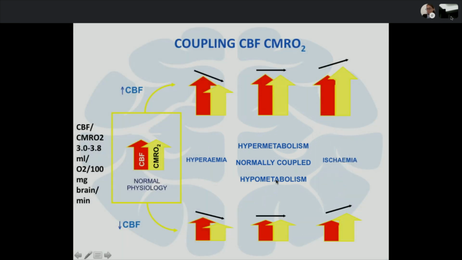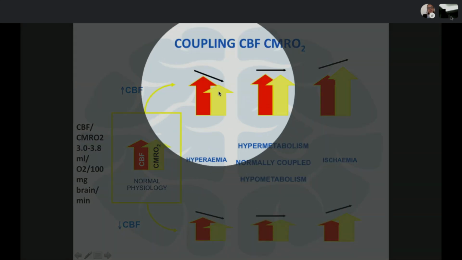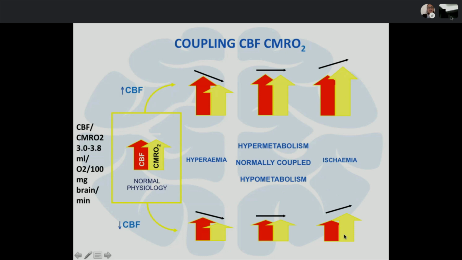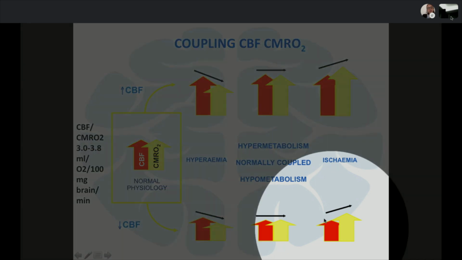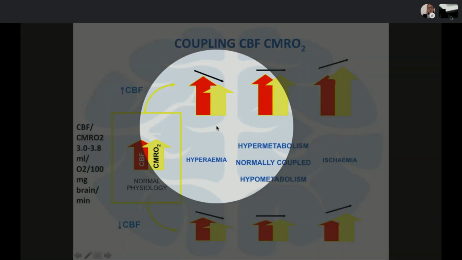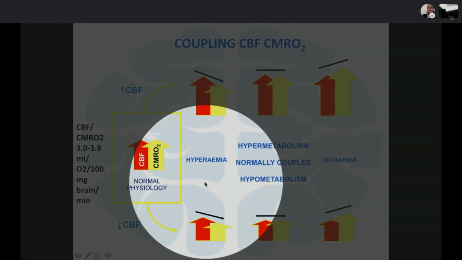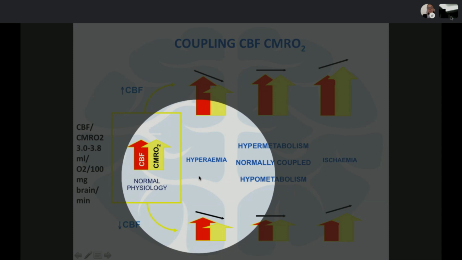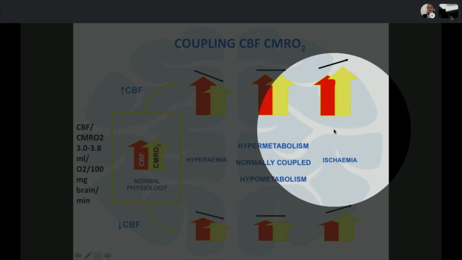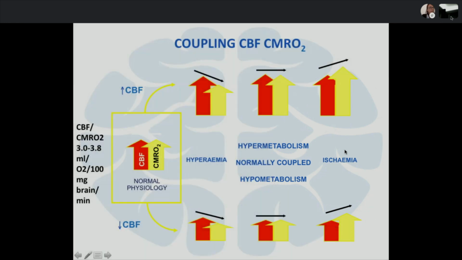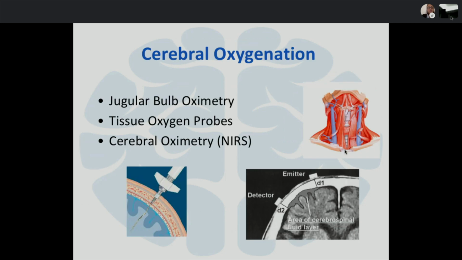But when they are decoupled, like in this case, or in this case, something bad happens. When we have an increase of the cerebral blood flow but no increase of the metabolic rate, we have a situation of hyperemia. On the other hand, where the metabolic rate is higher than the cerebral blood flow, what we obtain is a cerebral ischemia and therefore a secondary brain damage. So this is what we need to avoid.